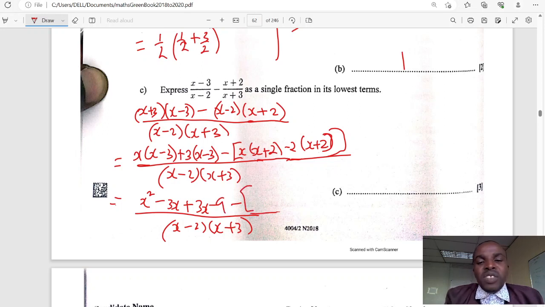Then minus, remove this bracket inside. It will be x squared plus 2x, then minus 2x minus 4. Like this. Yes. Then you take it to this side.